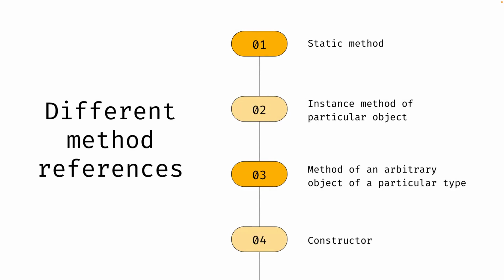There are 4 types of method references in Java. We can reference a static method. We can reference an instance method of a particular object. But we can also reference an instance method of an arbitrary object of a particular type. And we can reference a constructor. Let's explore them in IntelliJ.